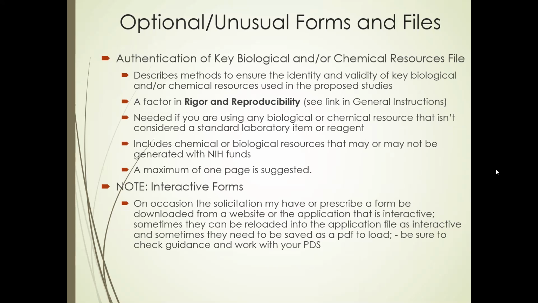Your authentication of key biological and or chemical resources. So this is where you describe how you're ensuring the quality of the biological and chemical resources that you're using in your studies. About 2 or 3 years ago, a buzzword that came out was rigor and reproducibility. There's a lot of information about that in the general instructions.